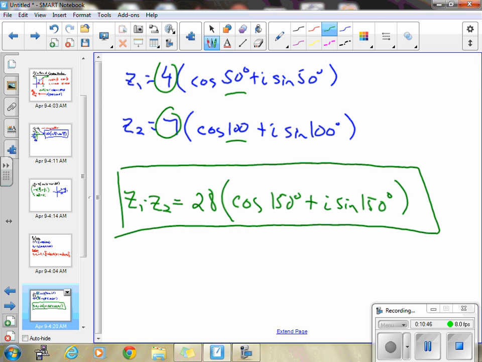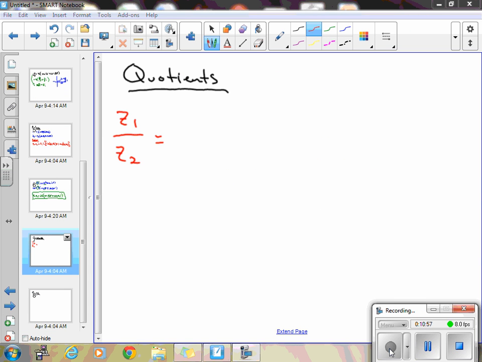And there you have it. Depending on how they want you to leave your answer, if they want you to leave it in polar form, you leave it just like that. And if the problem asks you to change it into rectangular form, you do what we did a couple of slides ago.